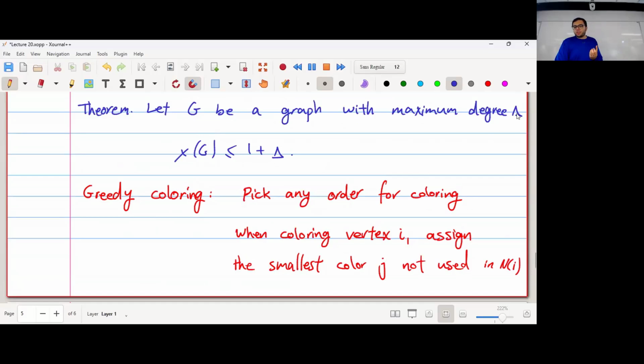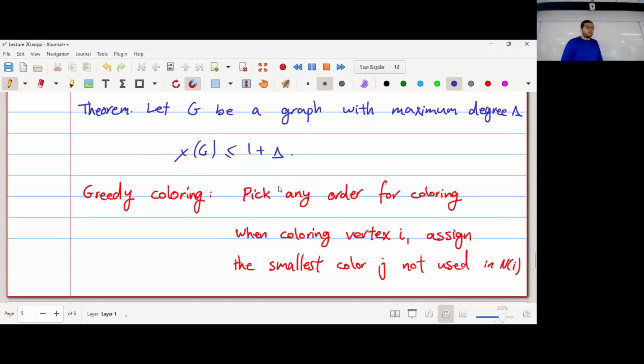I can have at most delta neighbors because that's the maximum degree. So at most delta colors are used in the neighbors of I. So the color that I'm going to assign to I is not going to be larger than delta plus 1. And of course, you can easily check that this is going to give you a proper coloring. You will never have an edge that has the same color on both sides. So this simple algorithm colors the graph with delta plus 1 colors. So the chromatic number of G is at most 1 plus delta.